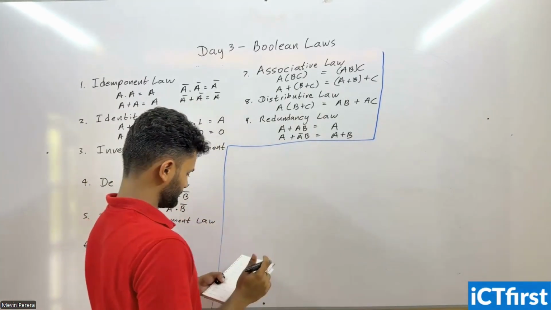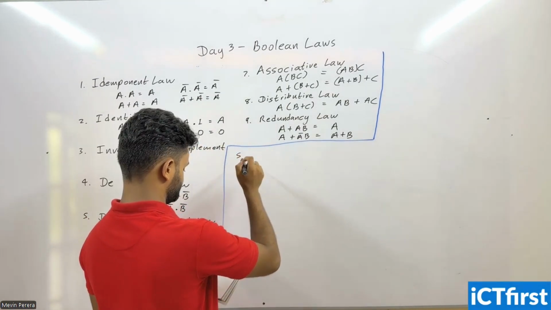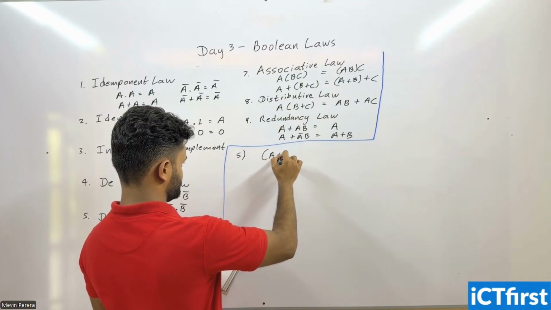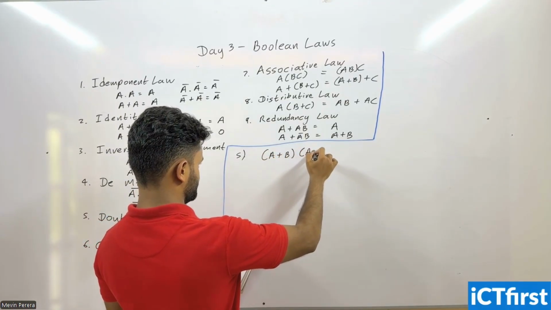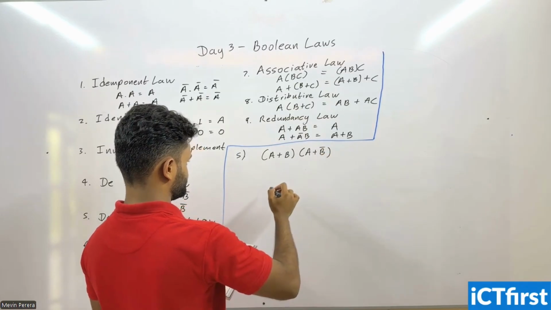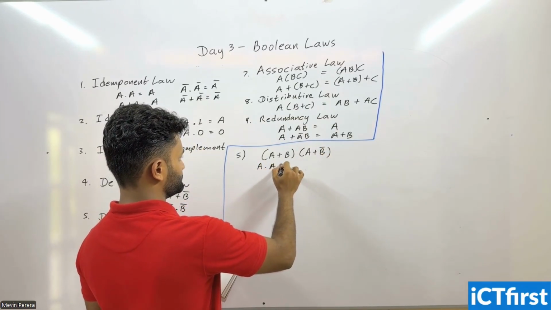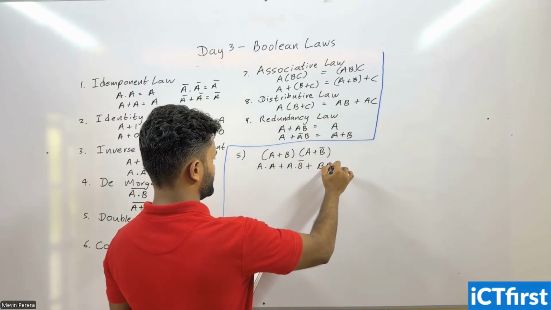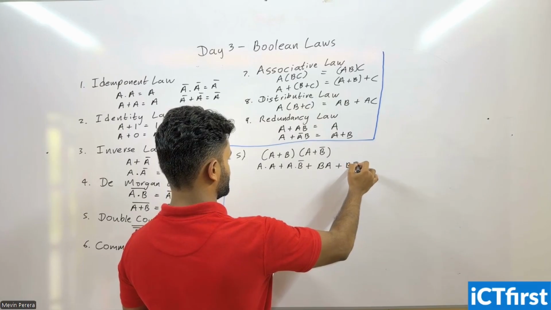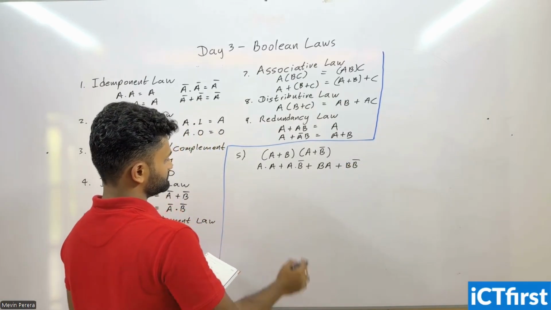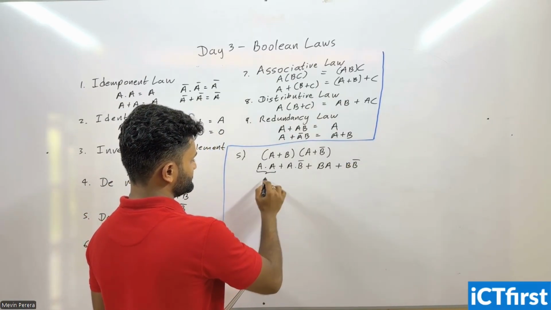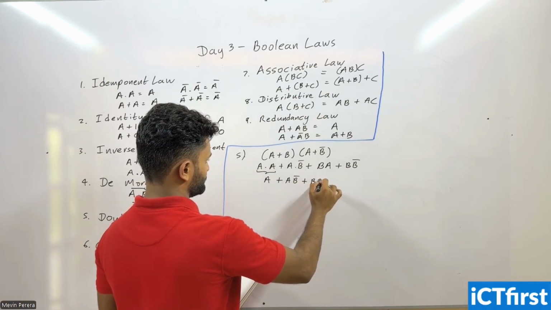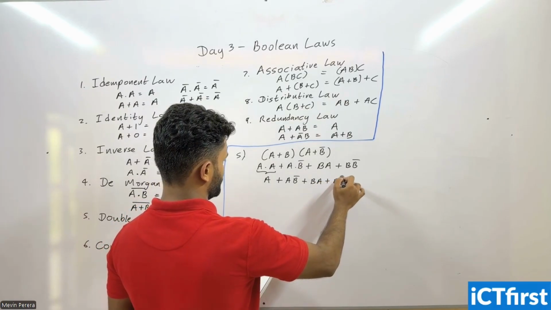Okay, so next one is the fifth one. A plus B, A plus B bar. A dot A plus A dot B bar plus B dot A plus B dot B bar, right? So this one is equal to A, right? What was the law?